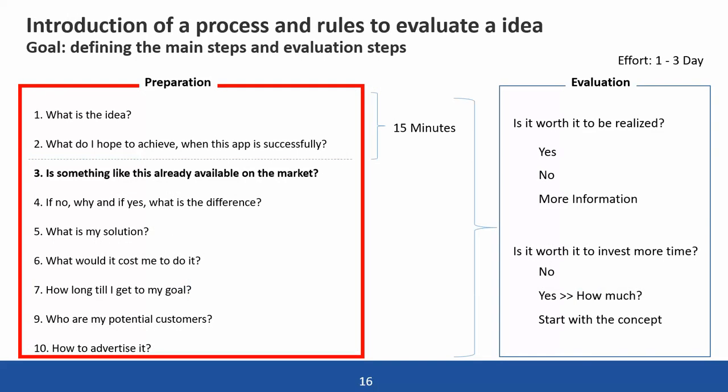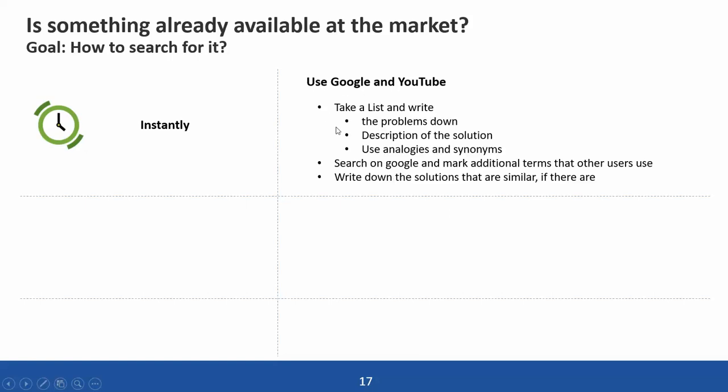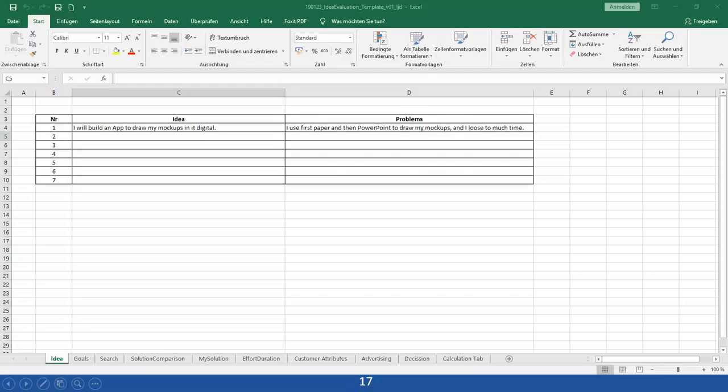So if you decided you're excited and you want to go on, this is the right step to check if there's something like this already available in the market. You have 3 possible ways to check it. The first one, instantly, you can use Google and YouTube to search, or some other search engine. You can take a list, write the problems down and your description of the solution, and use analogies and synonyms to search for it, add some new terms, and then check what other users are using. I can show it here.